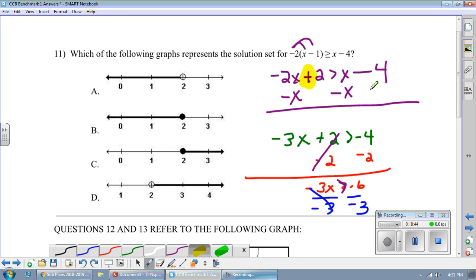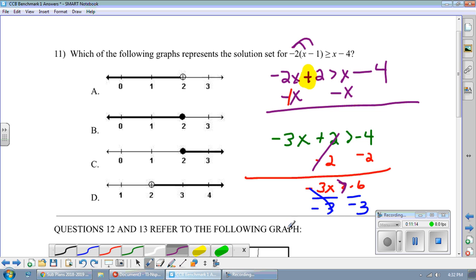Lots of different things I could have done here. I could have done add 2x to both sides. I could have done -2. I could have done add 4. But I decided to do the x, so I moved the x over. A -2x minus 1x is -3x. Subtract 2 from both sides. We get -3x is greater than -6.